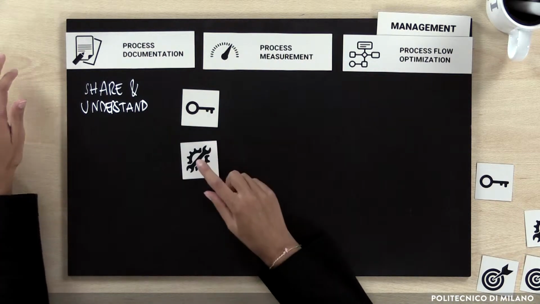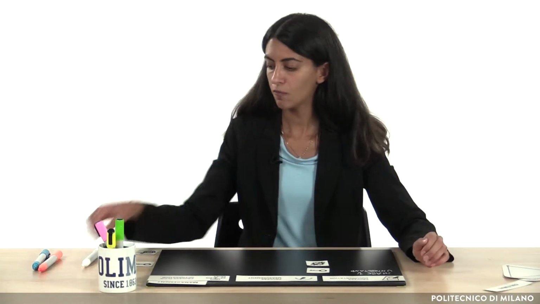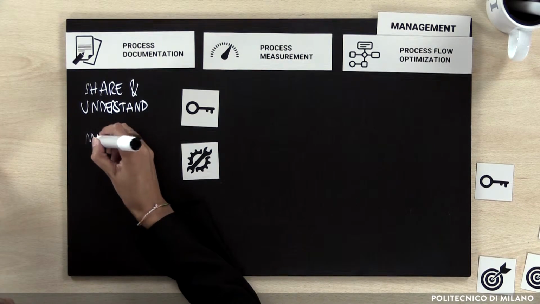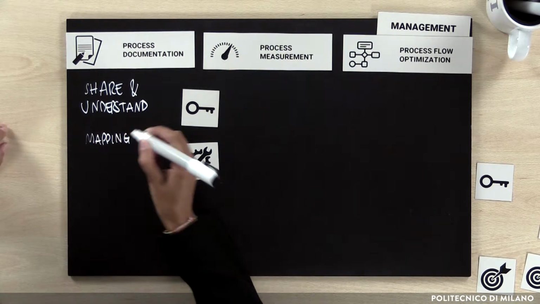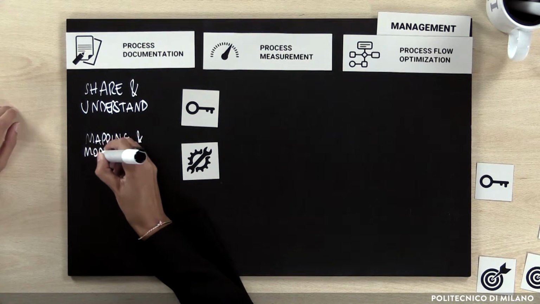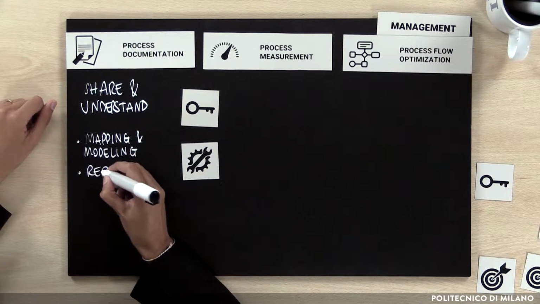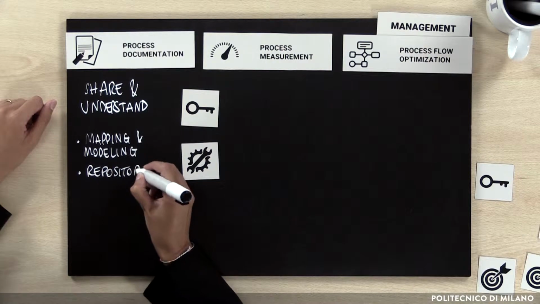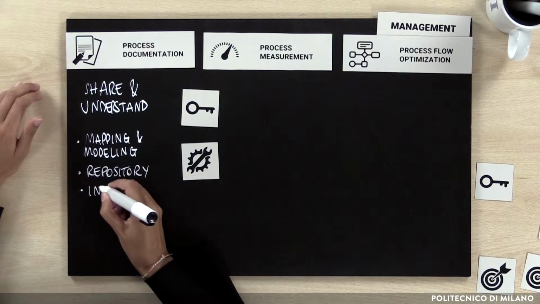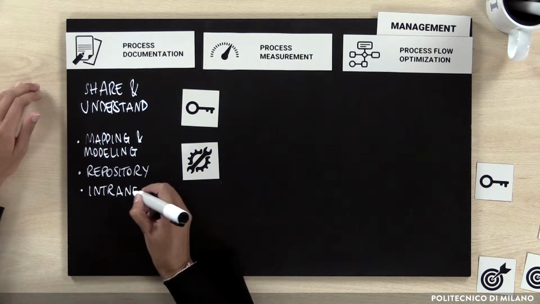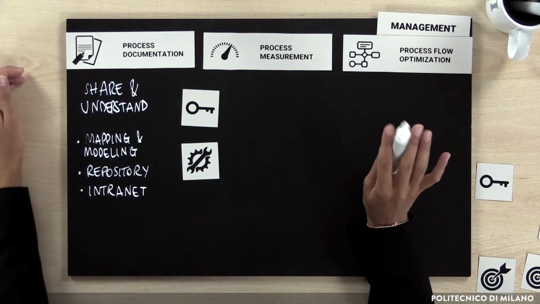But how can we put in place this principle? First, we can map and model the processes with formal languages and software to represent the processes at different levels of details. Second, we can create a process repository, which is a collection of documents describing the different processes in details. Third, we can use official communication channels, for example, company intranet, to share those documents and allow everyone to access them.